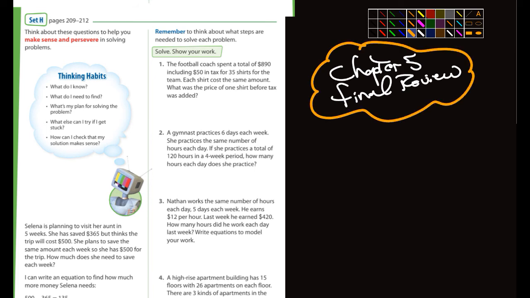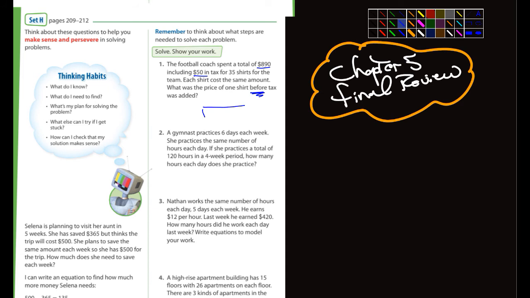So let's take a look at the first one here. I might help set these up a little bit. The football coach spent $890, including a $50 tax for 35 shirts for the team. Each shirt cost the same amount. What was the price of one shirt before the tax was added? Well, you're going to divide one number into another. I'll let you figure that one out.